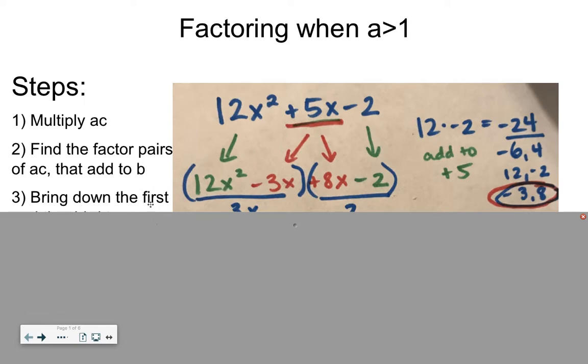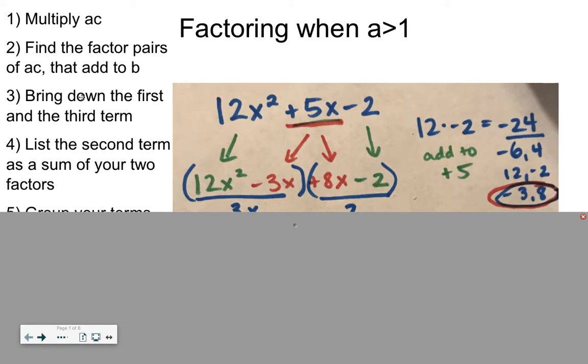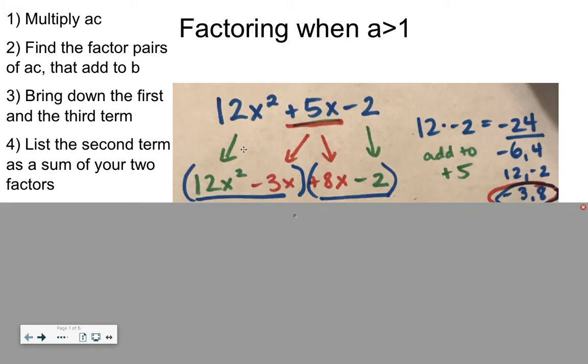Step 3 says to bring down the first and the third terms. So now we're here at step 3. Bring down the first and the third term. You can see that I've done that here in green. So I have my 12x squared I brought down, and my negative 2 I brought down.